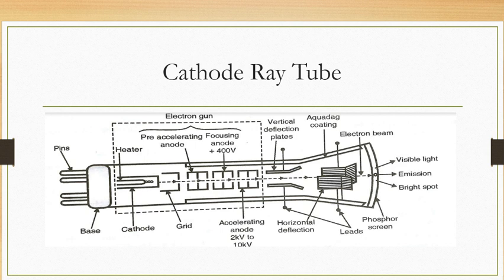And now the focusing and accelerating anodes. Let's talk about this. See here, three types of anodes are assembled: one is the pre-accelerating anode, then the focusing anode, and the accelerating anode. As the electron beam consists of a number of electrons, it tends to diverge. Why does it tend to diverge? Because, as discussed earlier, electrons are negative charge carriers, and we know that similar charge carriers try to repel each other.